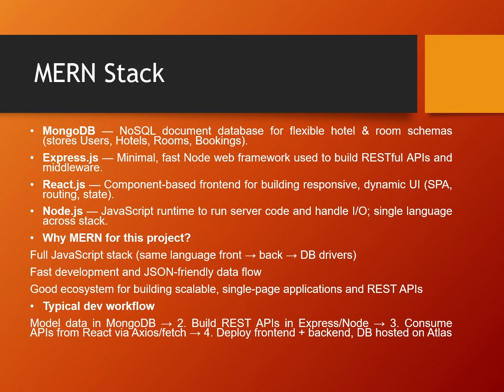The MERN stack stands for MongoDB, Express, React, and Node. I used MongoDB as a flexible document store to manage hotels, rooms, users, and bookings. Express and Node form the backend. Express provided a fast routing layer and middleware for authentication and business logic, while Node handled the runtime and the input and output. On the front end, React made it easy to build a responsive single-page application with reusable components for hotel cards, booking forms, and admin dashboard.